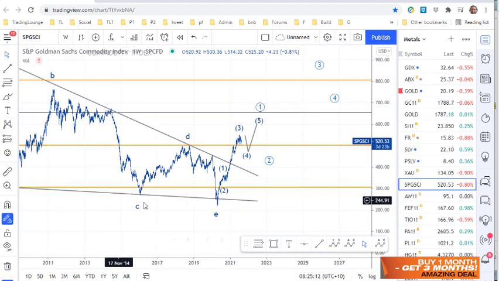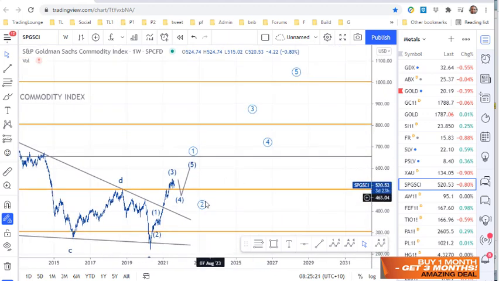But the main takeaway here is that from the COVID low, we've got 1 and 2 here, and 3 here, and 4 here, and 5 here for wave 1 and 2 here. And then pushing this up for wave 3, 4, and 5 here. So this is going to go up for quite some time. And I mean, that would create inflation, wouldn't it?